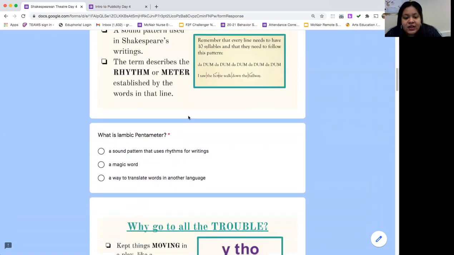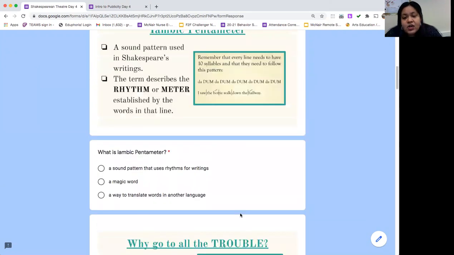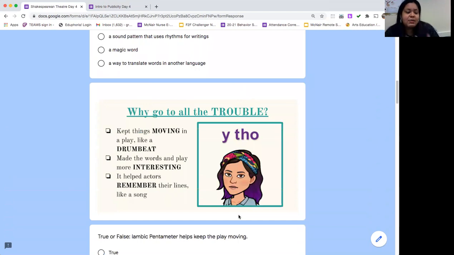And so you'll answer your reflection question here, which is what is iambic pentameter? And so why bother, right? If you're writing in iambic pentameter, that means you have to make extra sure that each line matches the correct number of syllables. So a lot of people would be like, that's a lot of work. Why would Shakespeare even want to do that?